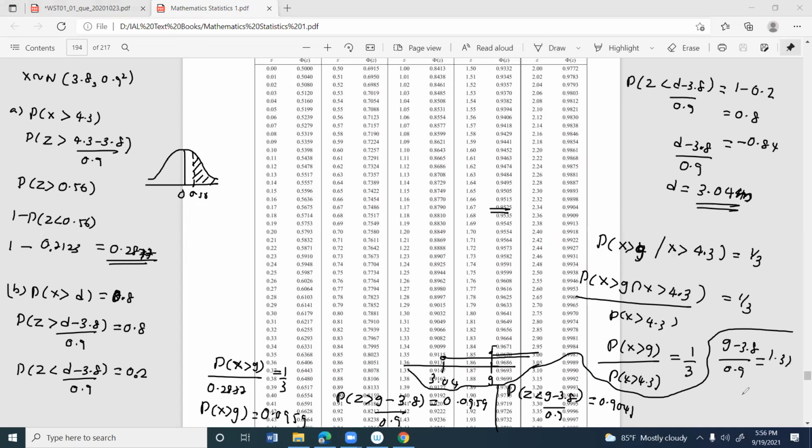Then with that you can get the answer: G should be 1.31 times 0.9 plus 3.8. Then you get the answer 4.97 roughly. 4.97 meters would be the rough answer for that question.